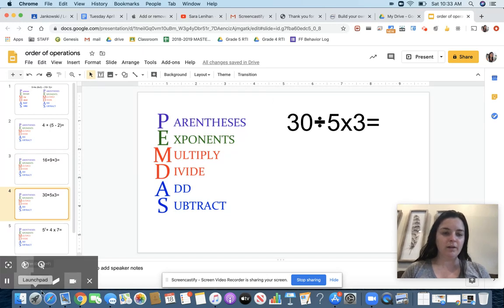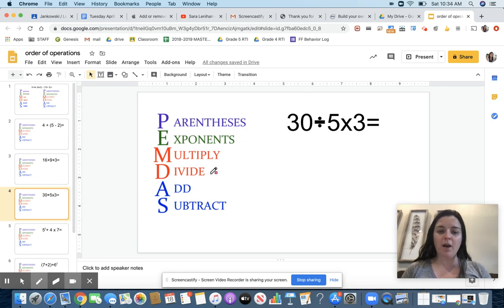Okay, this one, 30 divided by 5 times 3. Now let's see. According to PEMDAS, what do I do first? Parentheses, there are none. So I'm going to skip that. Exponents, nothing to do. Multiply or divide. Okay, so these two you could do. It doesn't matter if division comes first in the problem, do division first. So whatever comes first, that's what you'll do. Multiply or divide, it doesn't matter. So I'm going to do divide first, and then I will multiply.